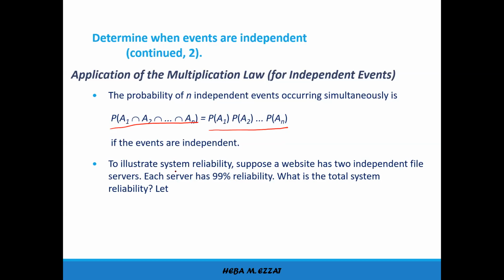To illustrate system reliability, suppose a website has 2 independent file servers. Each server has 99% reliability. So this is the probability of reliability, equals 0.99. What is the total system reliability? What would be the total system reliability?